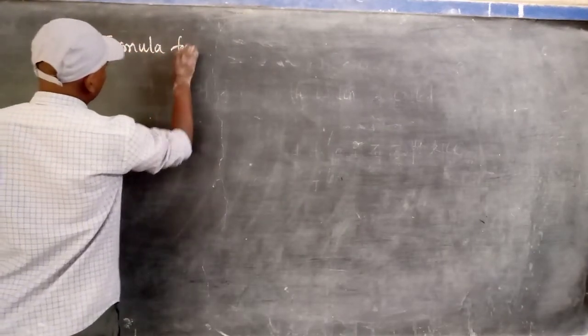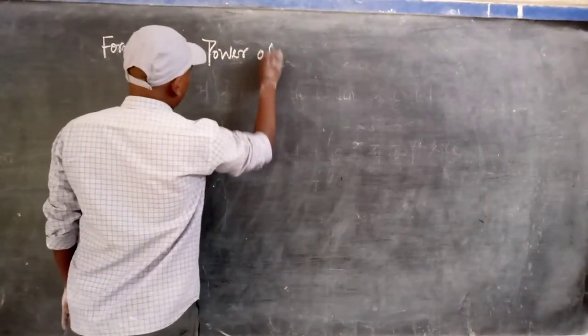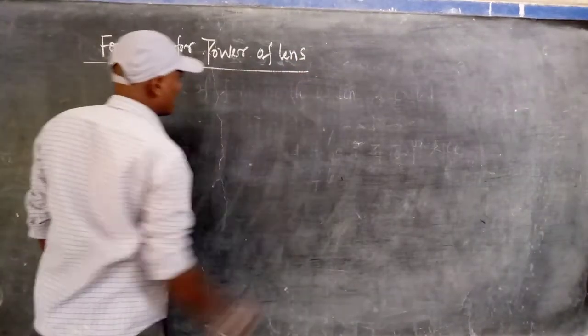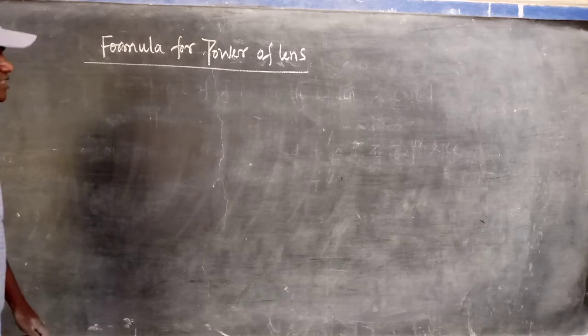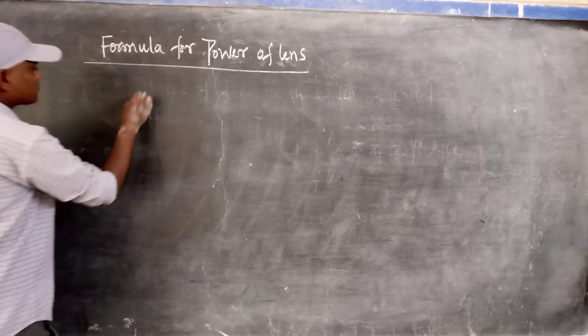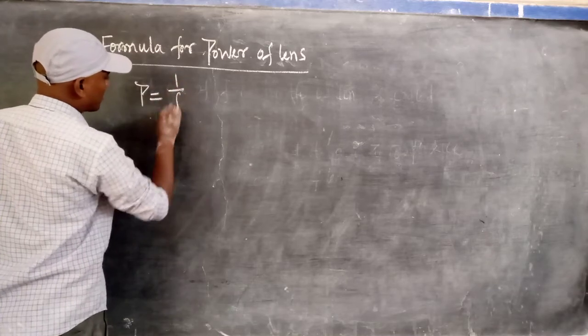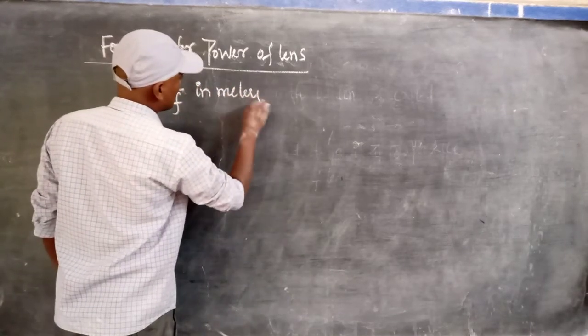Formula for power of lens. According to the definition, the reciprocal of focal length, that's why P equals 1 upon F, in meters.